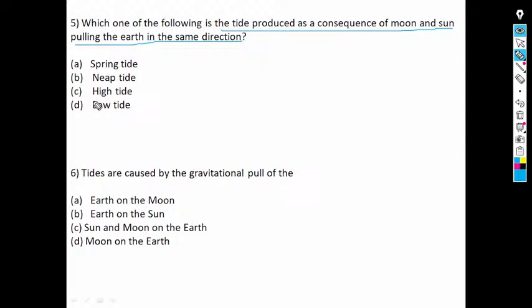Pulling of the moon, consequences of the moon and the sun pulling the earth in the same direction. Spring tide, nip tide, high tide, low tide. Inside this there are consequences of low tide and high tide, that is why the tides are produced. Now we will see spring tide and nip tide.